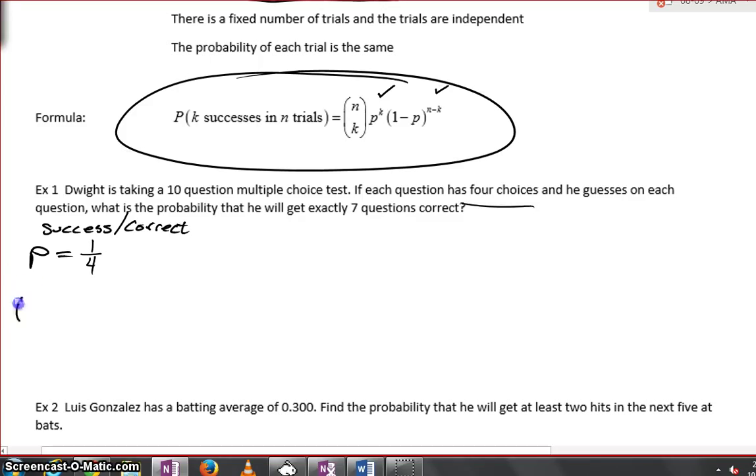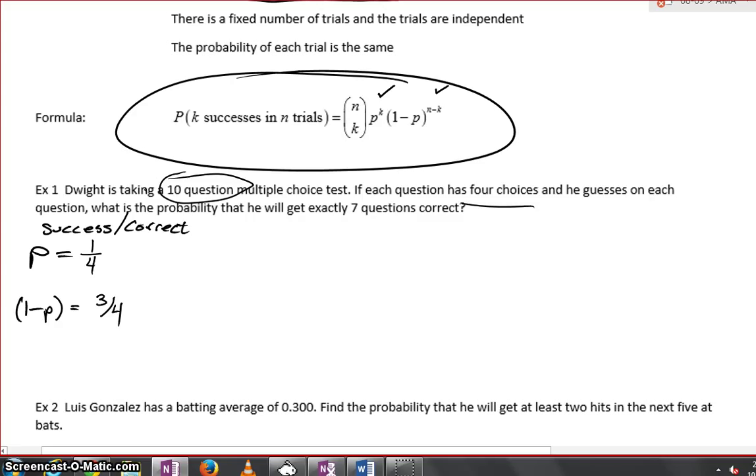Now, the failure would be getting a problem wrong. Guess what that probability would be? 3/4. He is 3 times more likely to get a problem wrong. Remember, he's just randomly guessing. So they're saying, look, the trials, he's not going to just guess on one problem. Sadly, he's going to guess on the whole test. There are 10 questions. And you could say, what's the probability that he's going to get 7 correct?